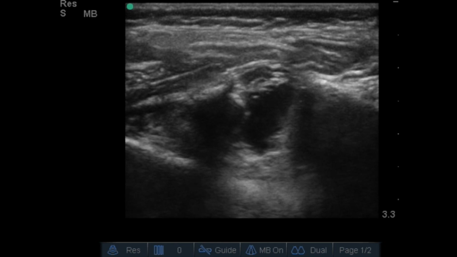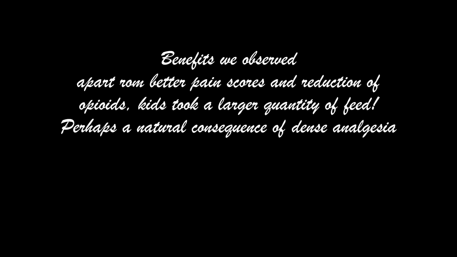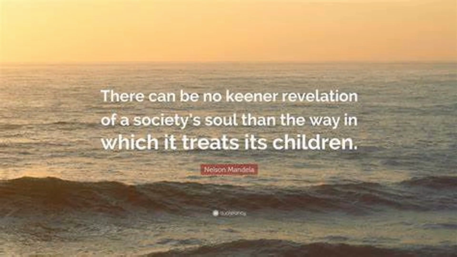What we have found in the postoperative period is a definite increase in the quantum of feed, which perhaps is a direct extension of the analgesia provided.